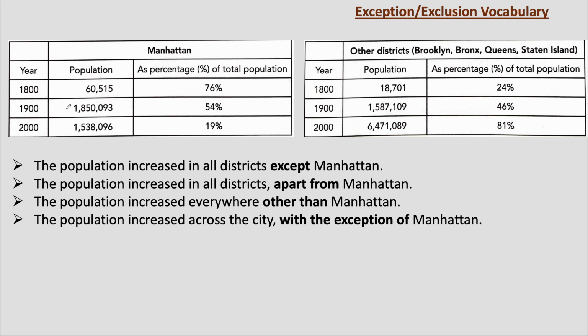We need exclusion or exception vocabulary when most numbers and values increase, but a few decrease. So use exception words only when one or a few parts behave differently from most of the things. To convey this, we have except, apart from, other than, and with the exception of. Here are a few example sentences. All of them are saying the same thing. Population everywhere increased except for between 1900 and 2000 for Manhattan.